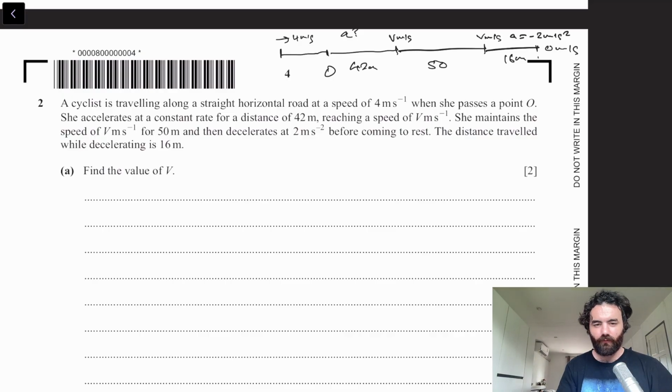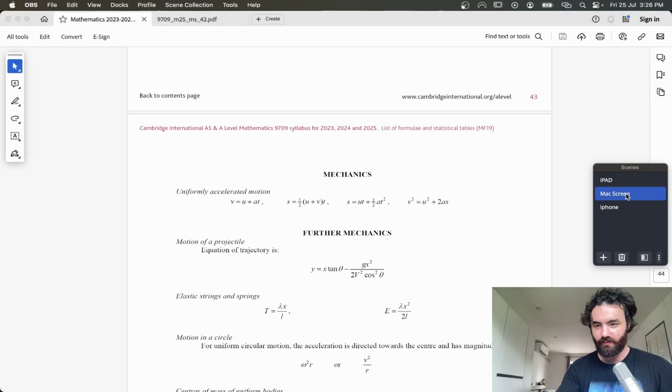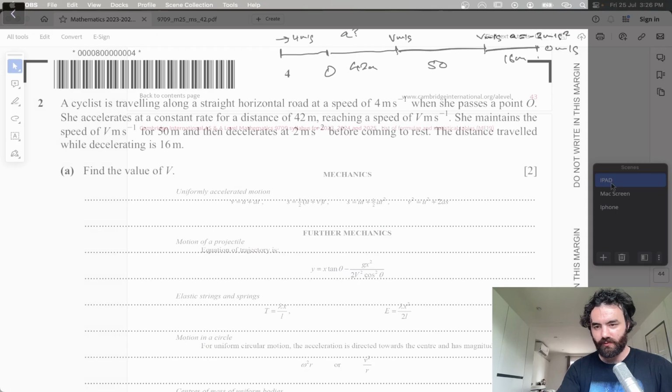Okay, so what formulas do we have? On your formula sheet, I must remember to switch back. So, Mac screen. On your formula sheet, you have these formulas, basically all they give you. And okay, switch back to the iPad.